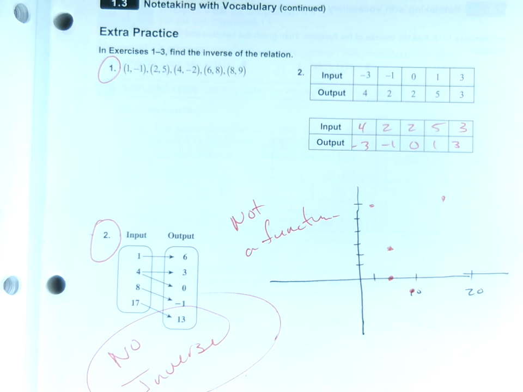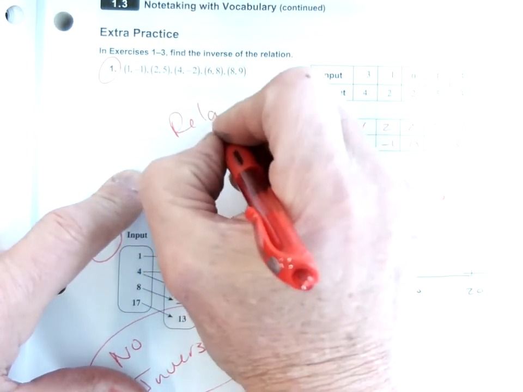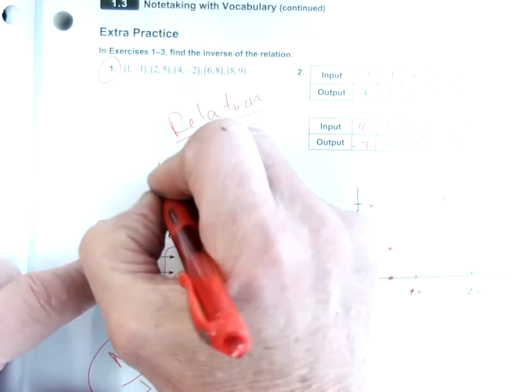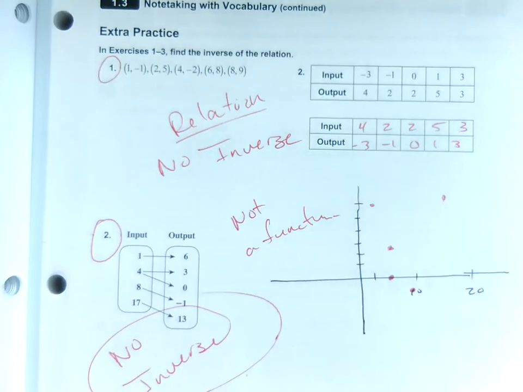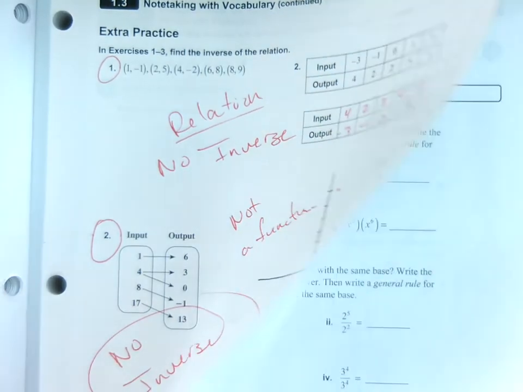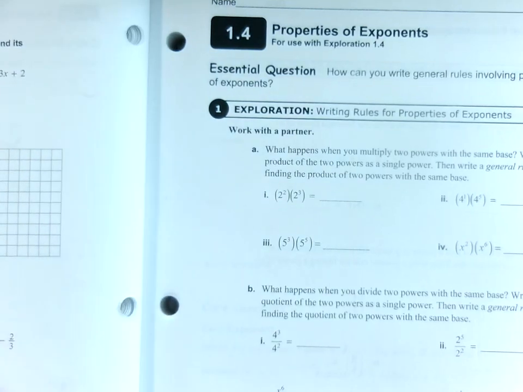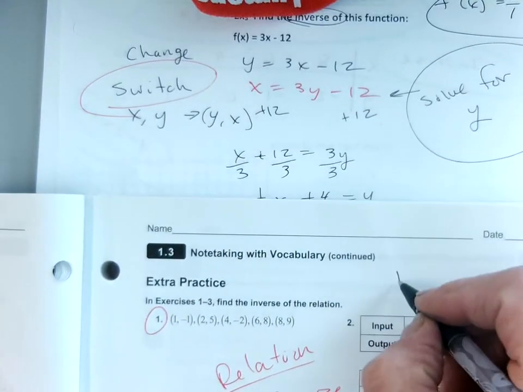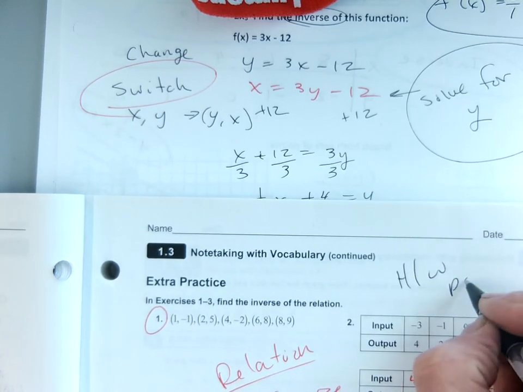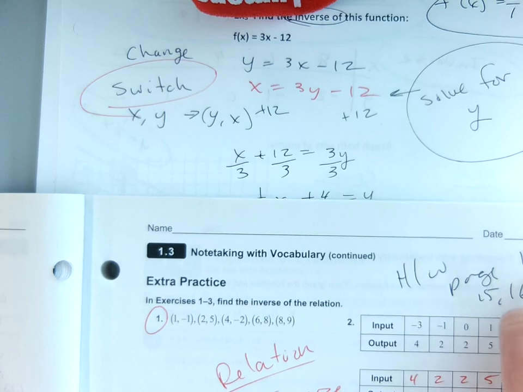So we're going to say that this one is a relation, but has no inverse. Okay, so here's our homework for today. We're going to do page 15 and page 16. I want you to do all of them, 1 through 12, all in your journal.